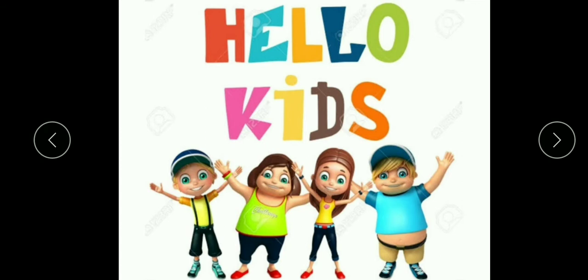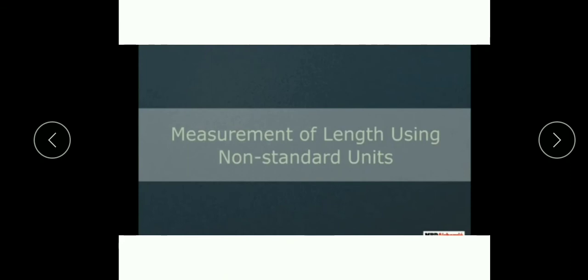So let's start our today's maths class. Today we are going to discuss measurement of length using non-standard units.